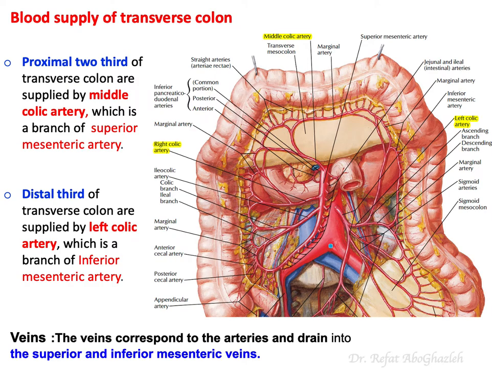Okay, now to the blood supply. And again, I always like to remind you of the blood supply of the ascending and descending colon before jumping to the transverse. You know, this is the superior mesenteric artery and this is the inferior. The superior mesenteric artery gives the ileocolic and right colic. Those supply the ascending colon and cecum. And here is the inferior mesenteric that gives, not right colic, no, it gives left colic and sigmoid arteries.